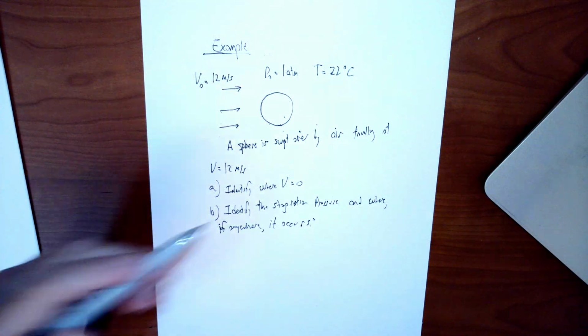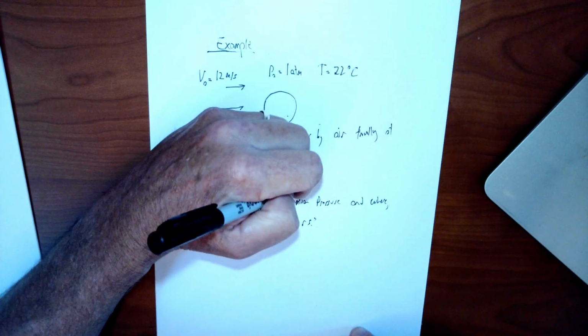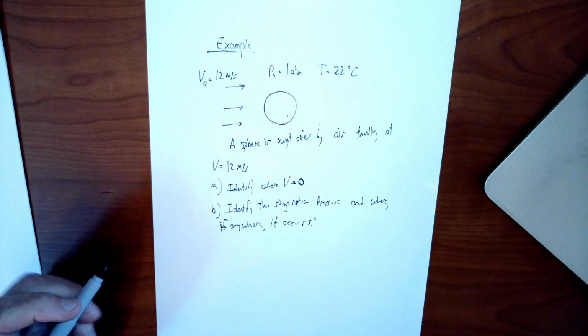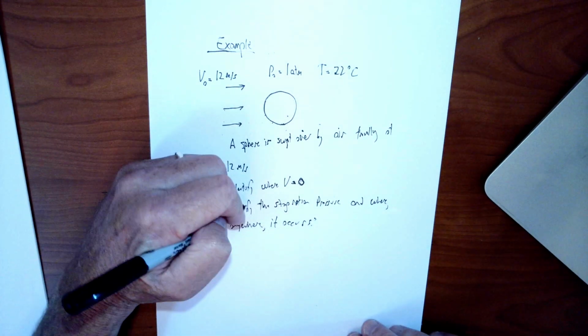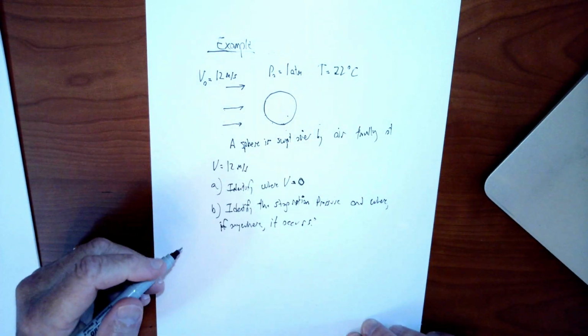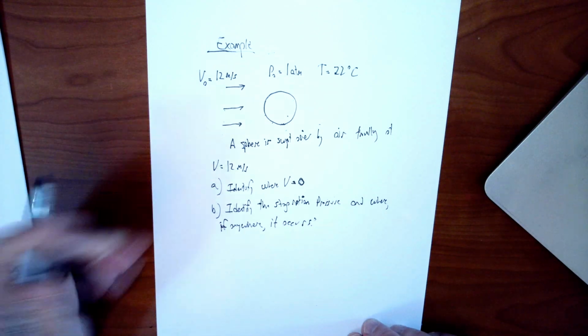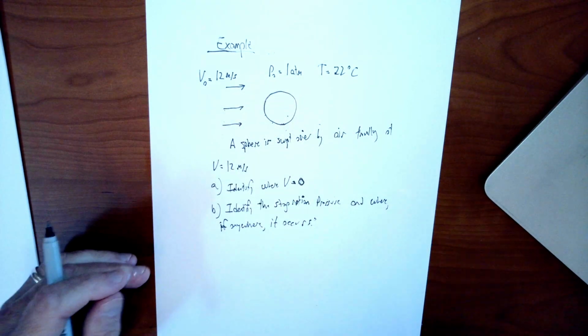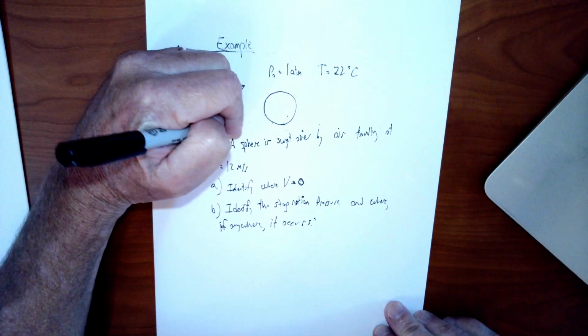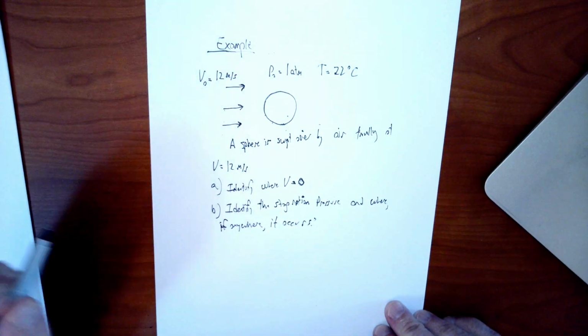So what you've been asked to find in this example is, A, all the places where the velocity is equal to zero. And B, identify or calculate the stagnation pressure and where, if anywhere, it occurs on this flow field. So is there a place where you have actual stagnation pressure here? Maybe there isn't. And if there is a place, where would it be?